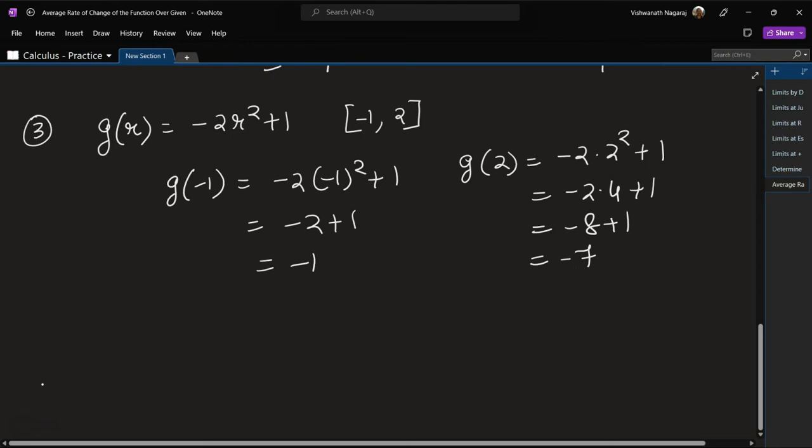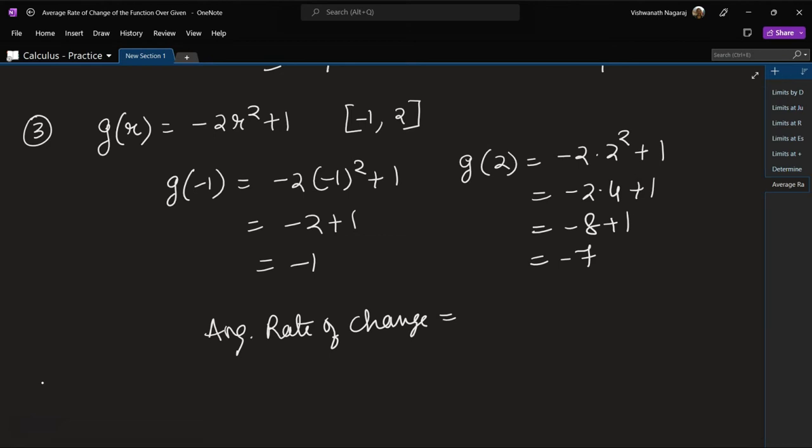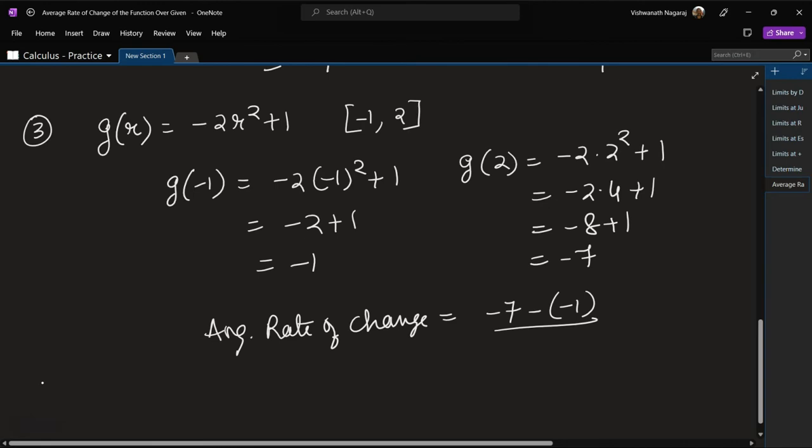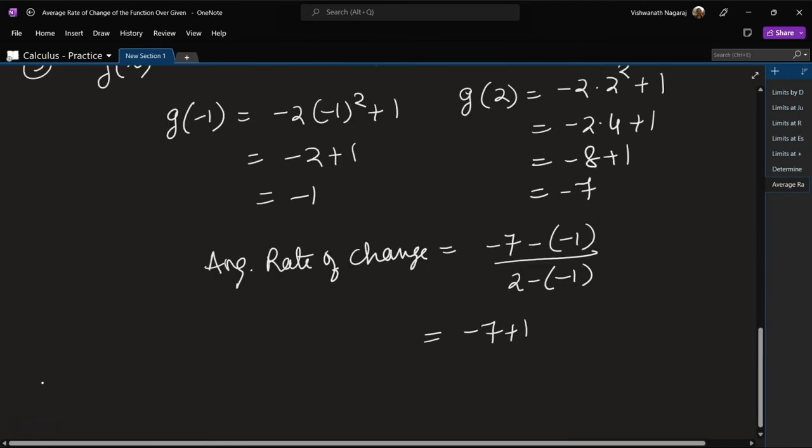Okay, and the average rate of change is equal to, we know, g of r2, which is minus 7, minus minus 1, by 2 minus minus 1, which is equal to minus 7 plus 1 by 2 plus 1, which is equal to minus 6 by 3, which is minus 2.